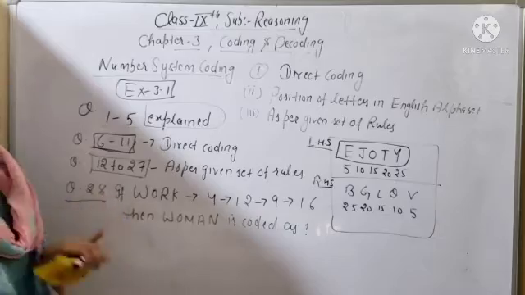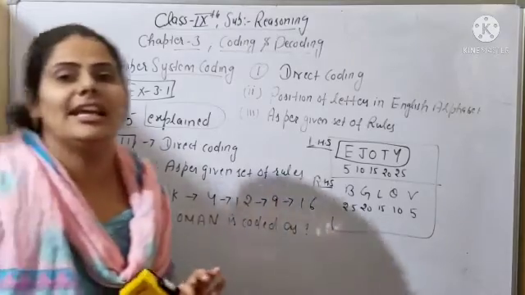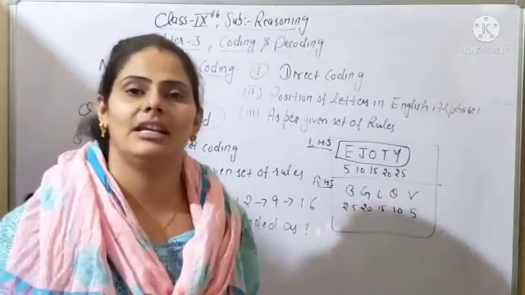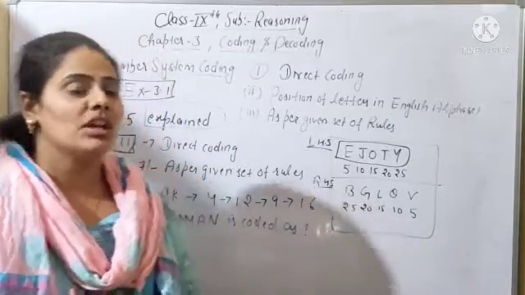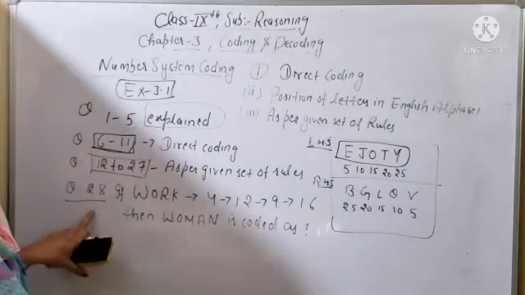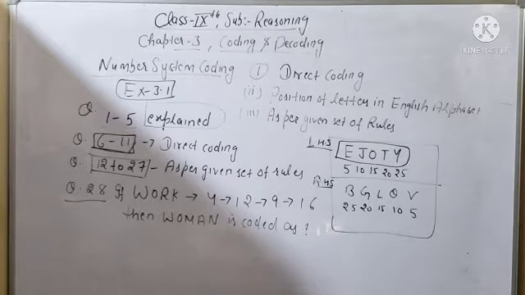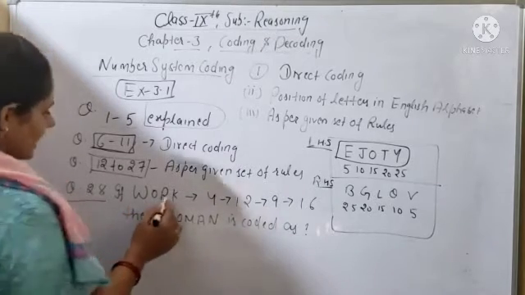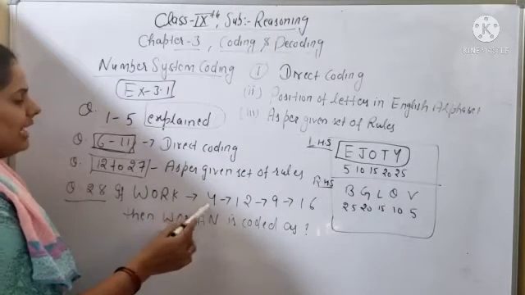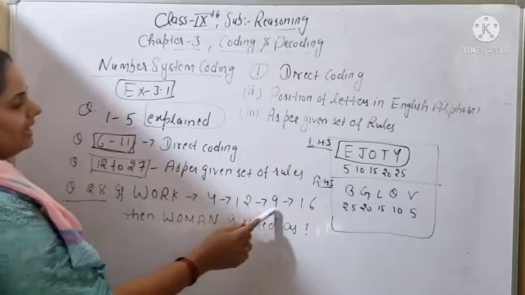After that we will start from question number 28 to 35. These questions are very tricky and important questions. So we will start from question number 28. Is it visible first? Yes. Question number 28 is given: if WORK is written in the code language as 4, 12, 9 and 16.